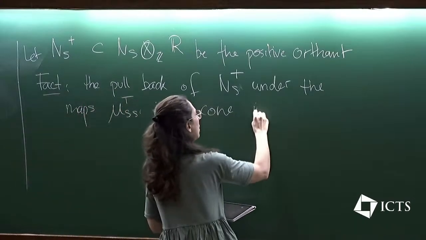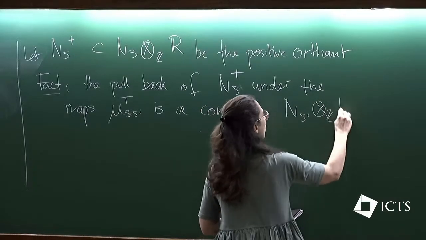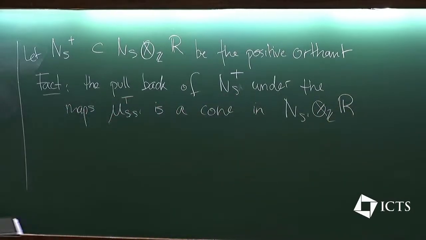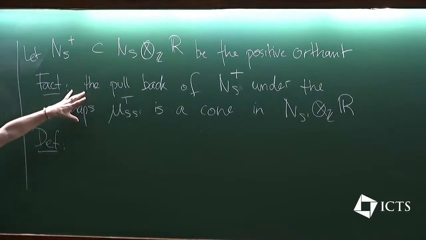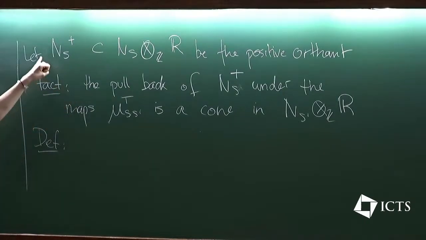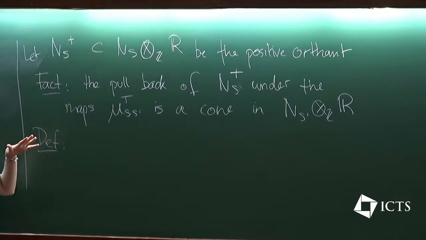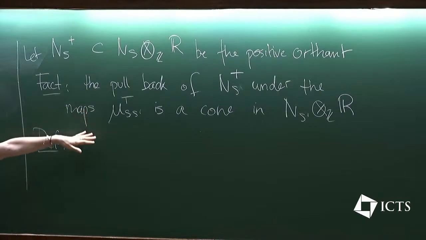And this is then in N S prime tensor with the reals. And now I can define the cluster complex as the union of all of these cones. There's one more thing to check, that the pullbacks of all these positive orthants, if I pull them all to the same copy of the lattice, or the real vector space associated, actually form a fan. But they do, and the associated fan is called the cluster complex.